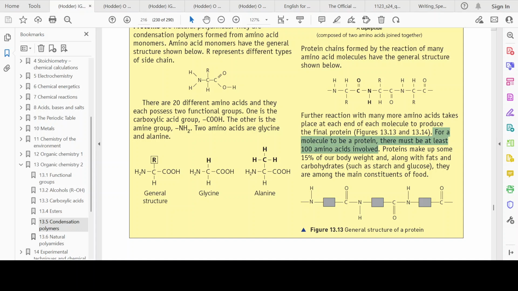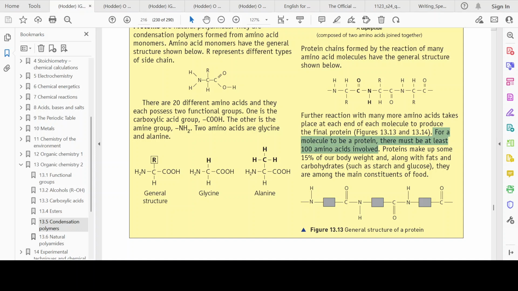Can one amino acid replace a protein in a molecule? No. A single amino acid is not a protein, right? A protein is a polypeptide, which means it's a polymer, which means you need technically at least three to make it a poly.